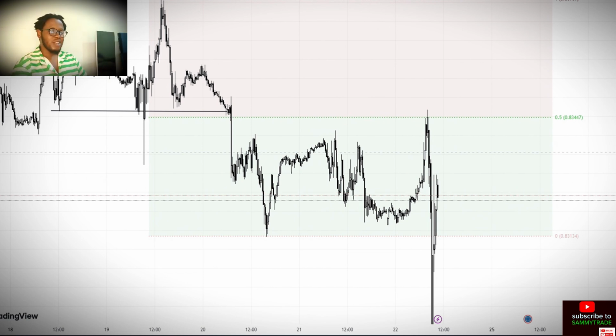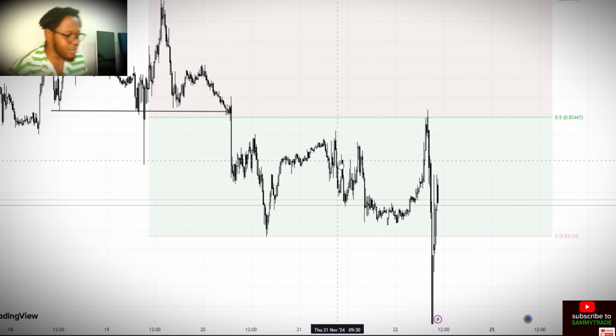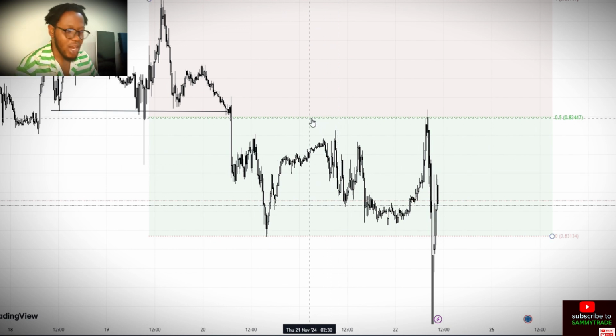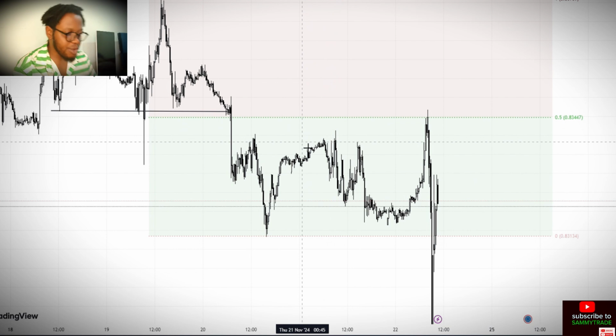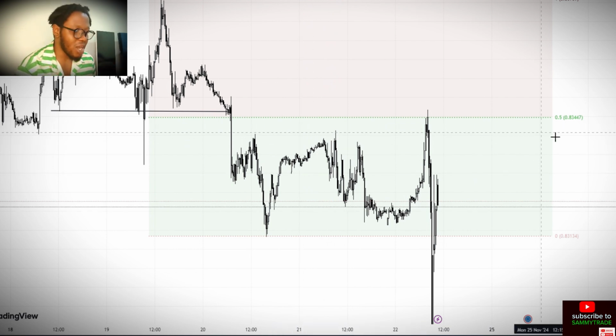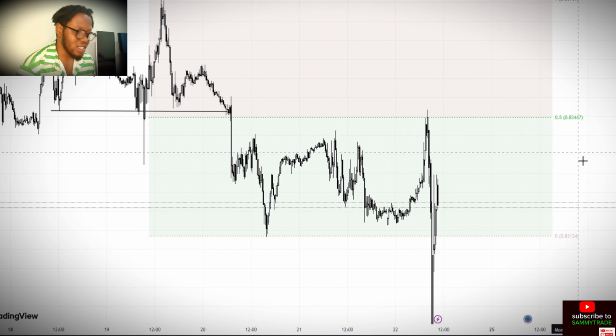Those guys that entered from this point, that's why I keep saying, if you have a trading plan, guys, do not ever go against your trading plan. This is my trading plan. I wait for price to retrace to my premium while I'm selling. Then if I'm buying, I wait for the price to retrace to my discount. So this is my trading plan. I will never go against it.